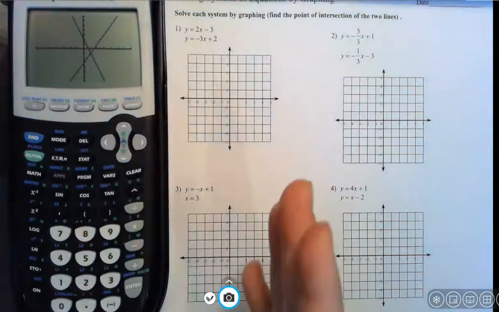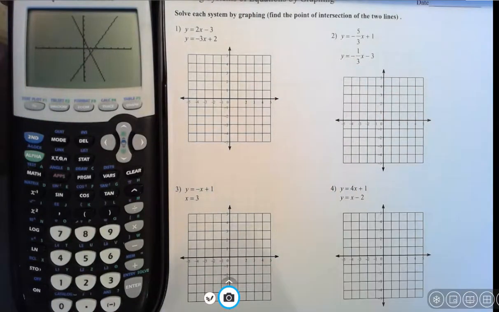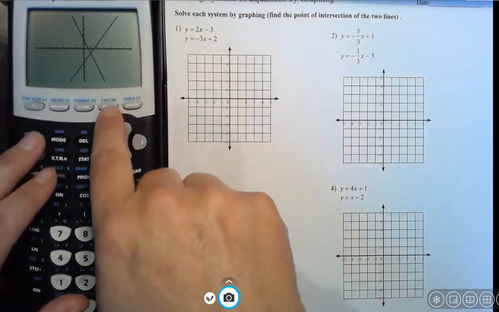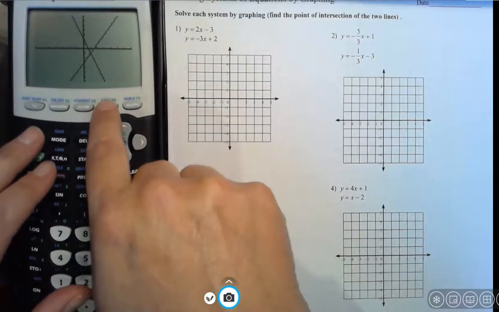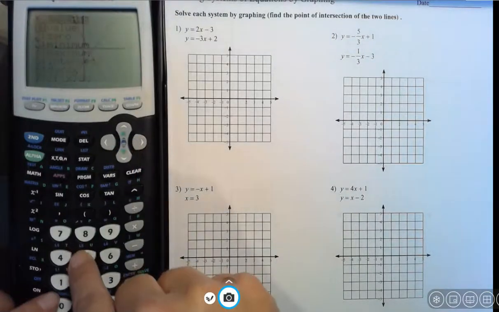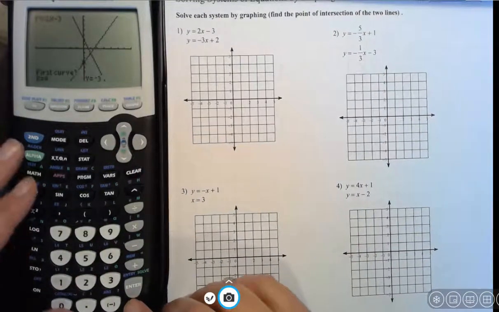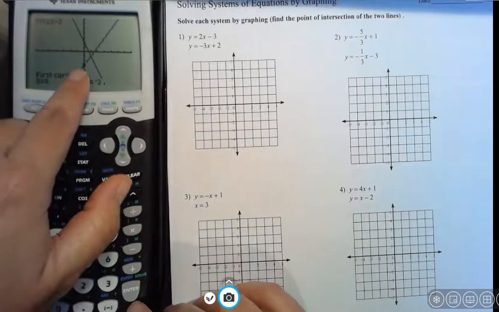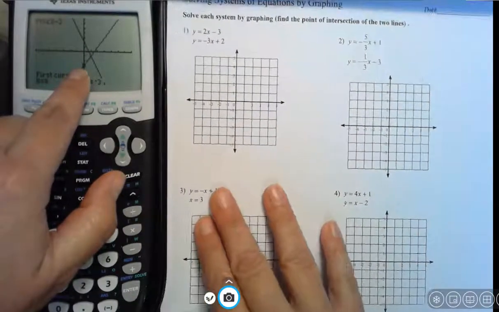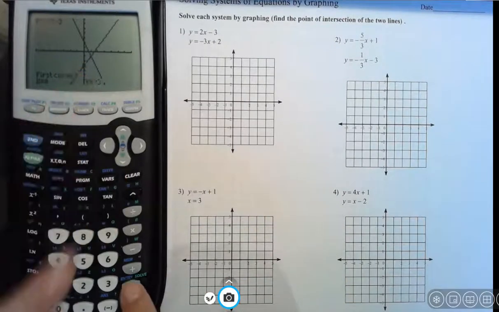Now, not only are you graphing this, but we can also tell the calculator, hey, what in the world is the intersection? And so up above the trace button, you can see it says calc. We're going to go ahead and click on second calculate, and we're going to want to find the intersection. Now it says, hey, first curve, and it's got this first equation highlighted. This first line, I should say, 2x minus 3. Go ahead and click on enter.